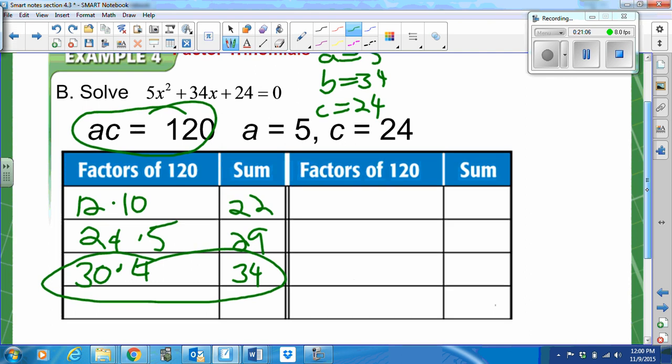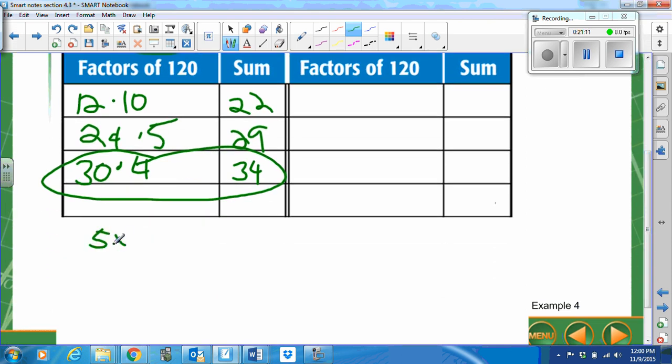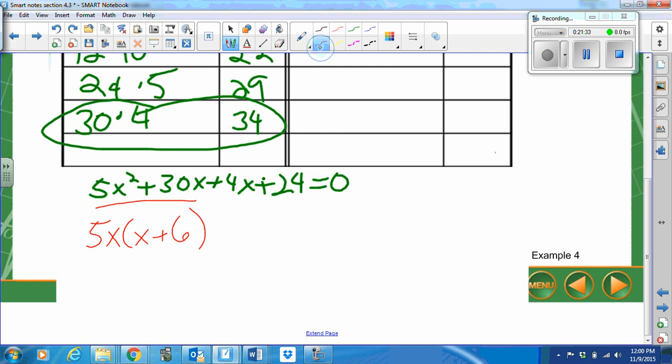So we're going to break down that middle term, 34x. I'm going to rewrite it down here: 5x squared plus 30x plus 4x plus 24 equals 0. And so now let's look at the red terms, and I can pull 5x out of both of those, and it becomes x plus 6. And now let's look at the green terms, and I can pull out 4 from both of those, and it becomes x plus 6 equals 0.